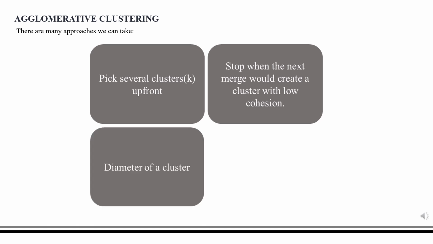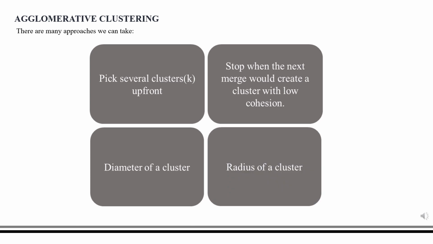Approach 3. Diameter of a cluster. Diameter is the maximum distance between any pair of points in the cluster. We finish when the diameter of a new cluster exceeds the threshold. We don't want the 2 circles or clusters to overlap as that diameter increases. Approach 4. Radius of a cluster. Radius is the maximum distance of a point from the centroid. We finish when the radius of a new cluster exceeds the threshold.